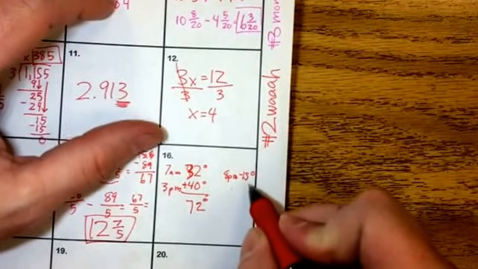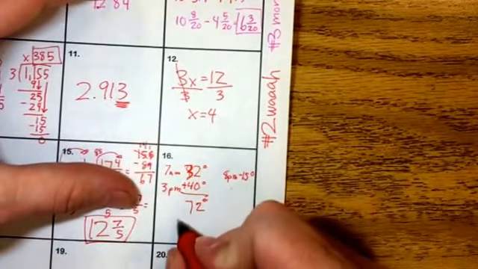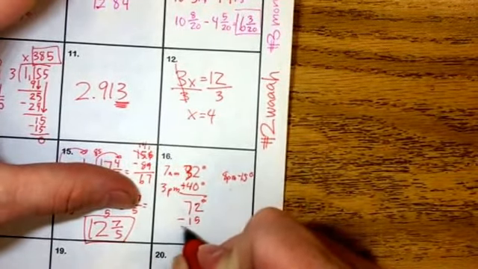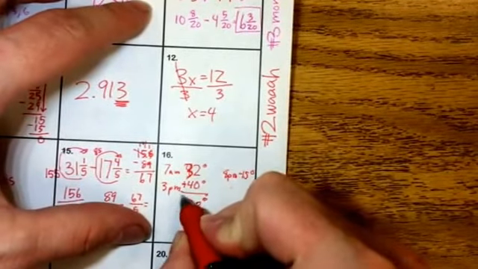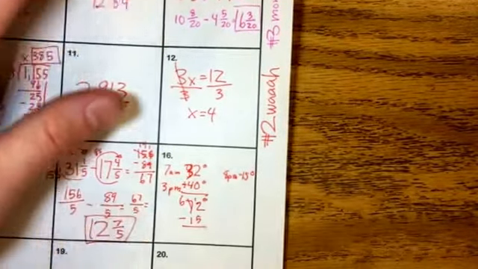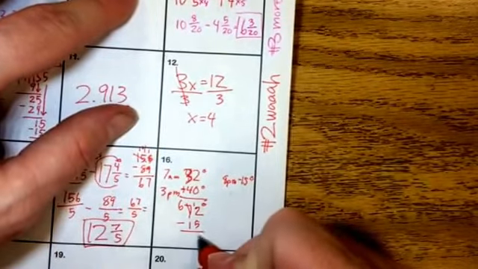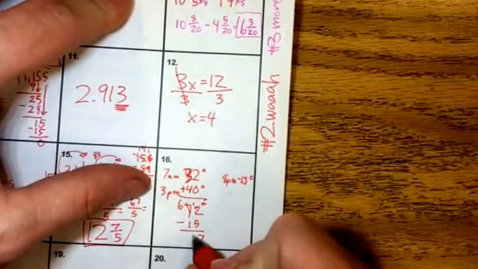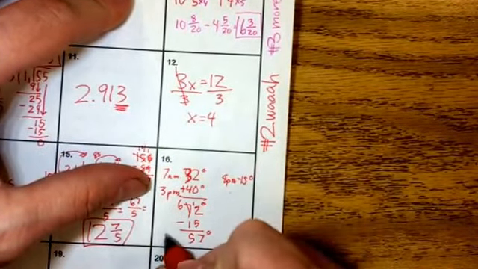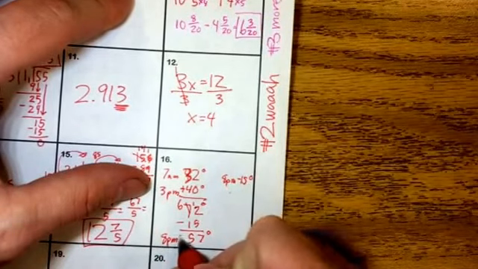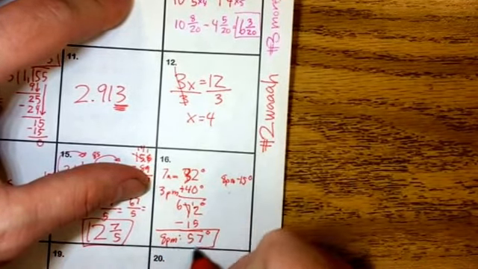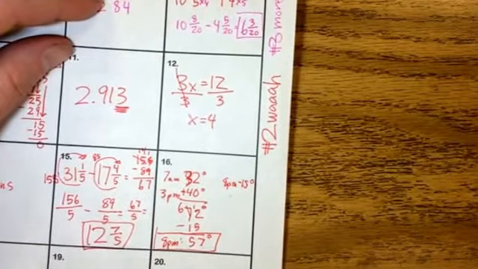But then by 8 p.m. it dropped 15 degrees again. So we're going to have to take 15 degrees away from that. Borrow from that, make that a 6. 12, 11, 10, 9, 8, 7. 6 minus 1 is 5. So by 8 p.m. it was 57 degrees.